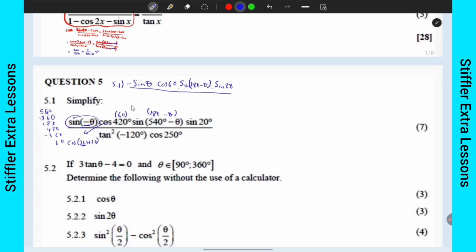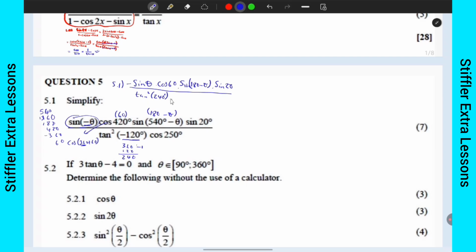So tan squared negative 120. If you are seeing the angle to be negative, the first thing that you can do is to add 360 to it. So 360 plus negative 120, we can have 120 there, and then we add it to that. So what do we have? You can have 240. So this will be tan squared 240 degrees, like that, right?